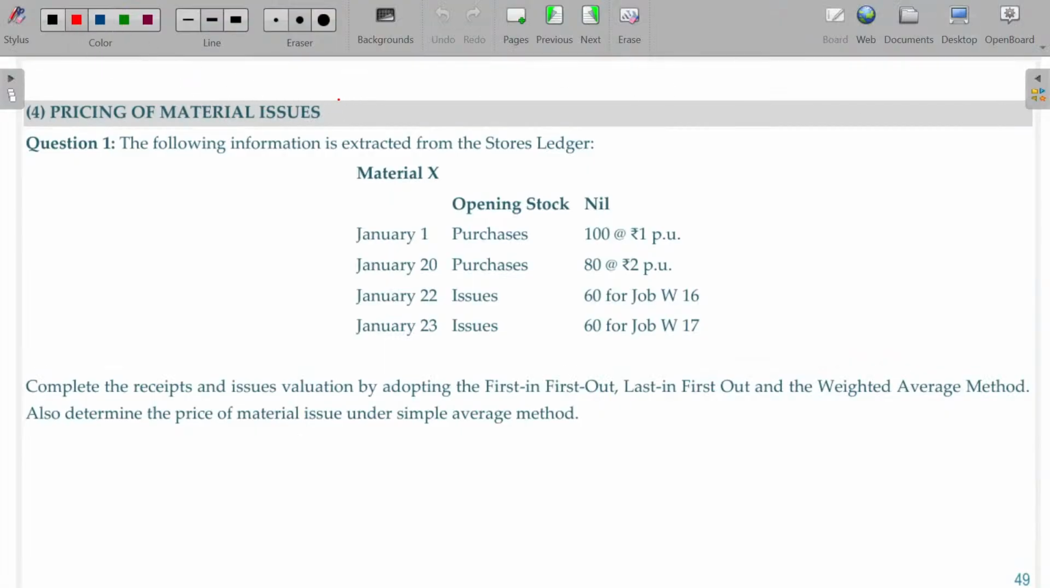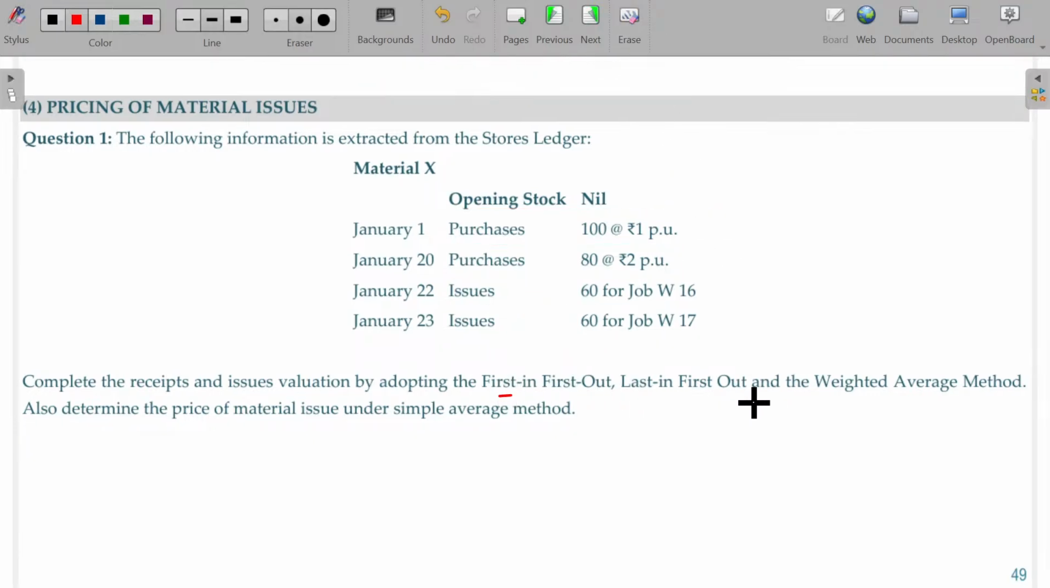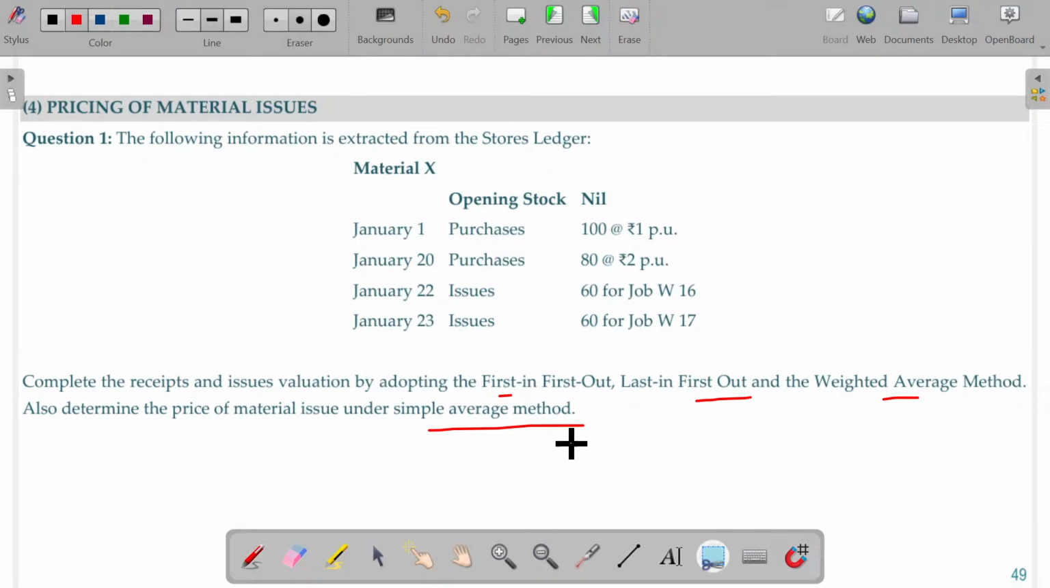Let's now move on to the pricing of material issues. The following information is extracted from the store's ledger. Opening stock nil and 2 purchases, 2 issues are there. So you have to follow first in first out method, last in first out method, weighted average method and all. Even simple average method also. It's a basic illustration. Let me finish this faster.